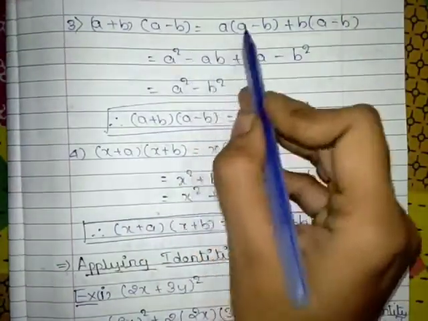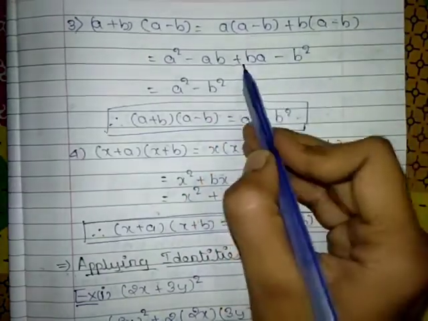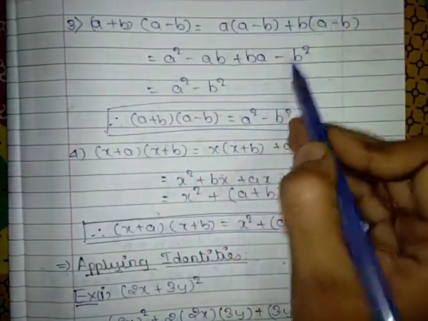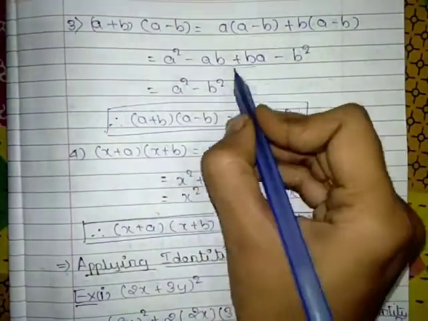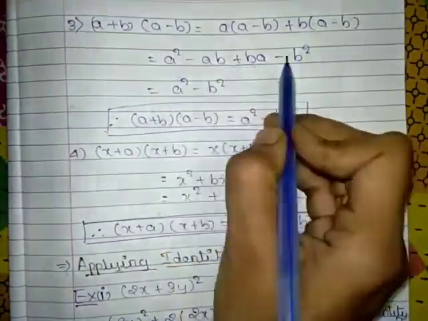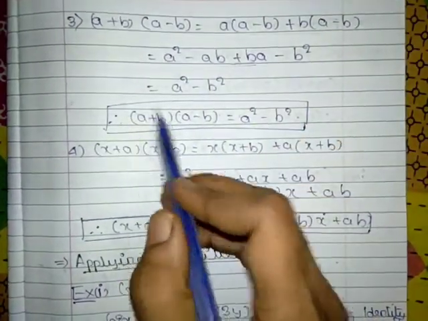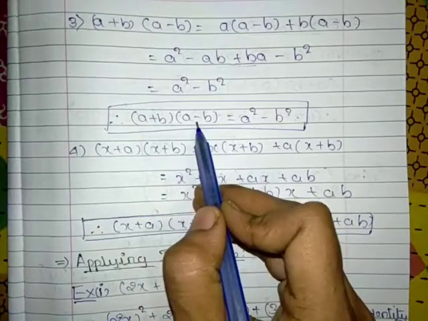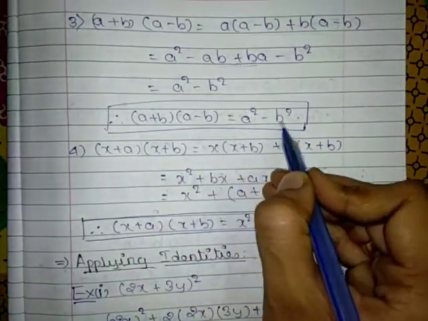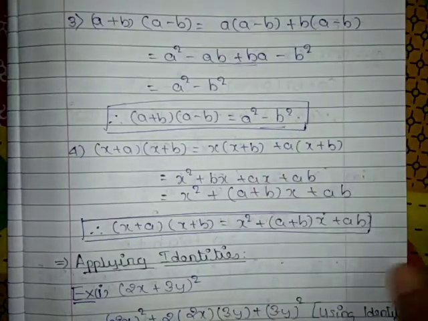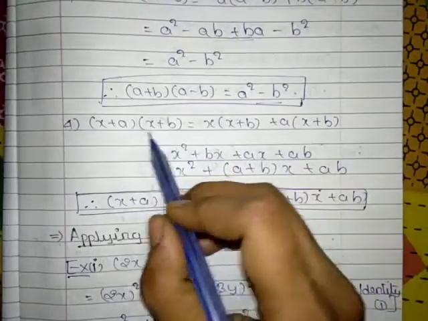If we solve it, we are getting a square minus ab plus ab or ba, minus b square. These are like terms, so they will get cancelled, that is 0. So what is left? a square minus b square. Whenever the expression is coming in the form of a plus b into a minus b, you can solve it by a square minus b square. This is our identity. You have to keep all this in mind while solving the sums.